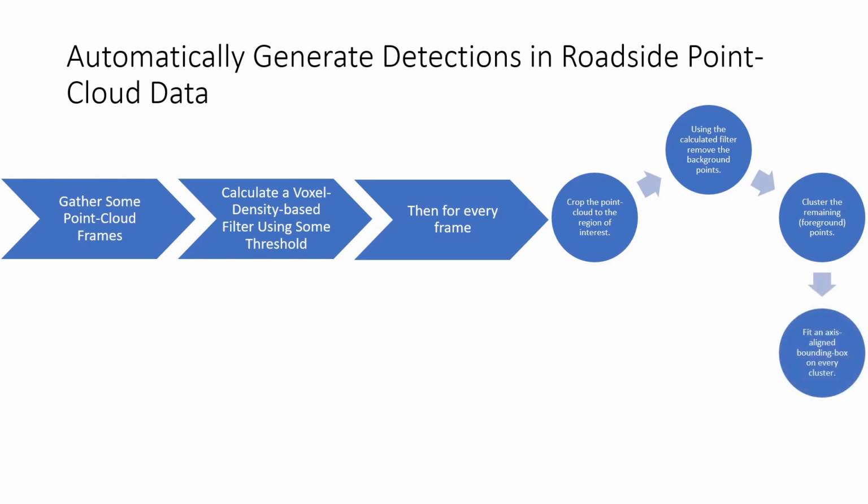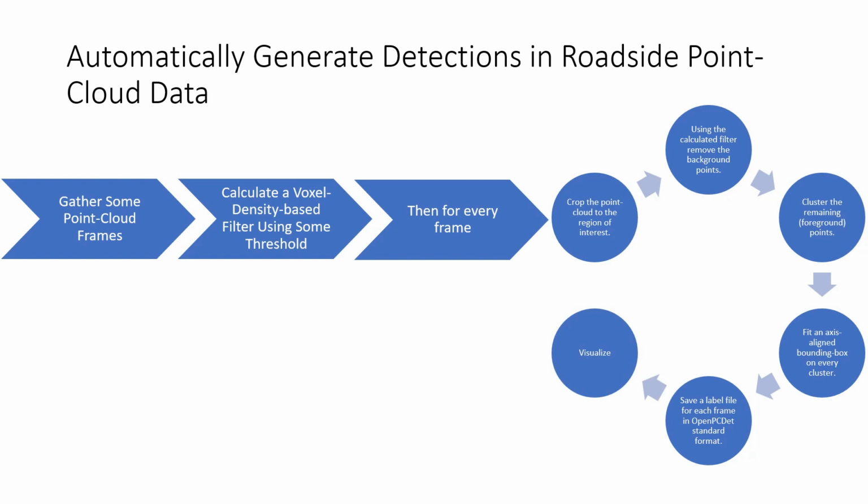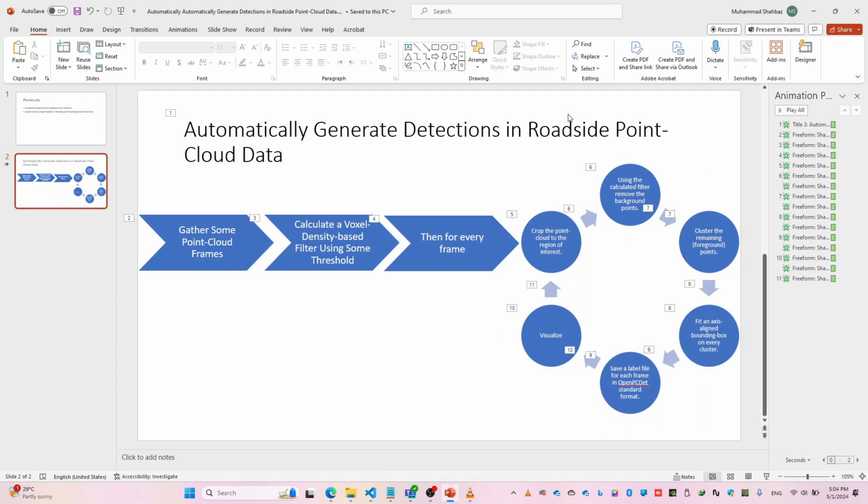We fit axis aligned bounding boxes on every cluster and use the shape heuristics of the bounding box to give the classification labels. We then store the labels in the OpenPCDet standard format. OpenPCDet is a library for training deep neural networks for point cloud data. We visualize the results, like the bounding boxes on top of the point cloud, and the pipeline continues on to the next frame and performs the same operations. Let's go ahead and implement this pipeline in the LiGuard.